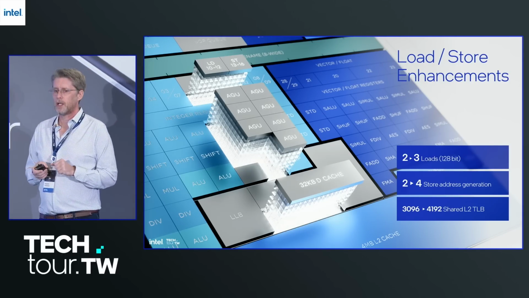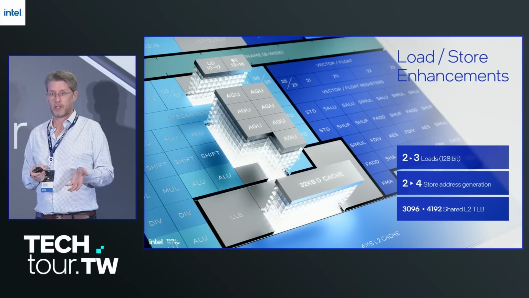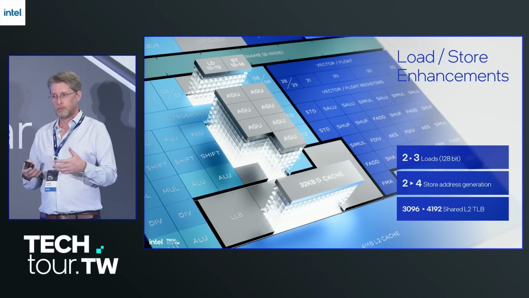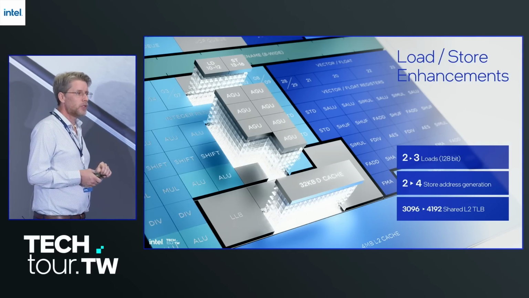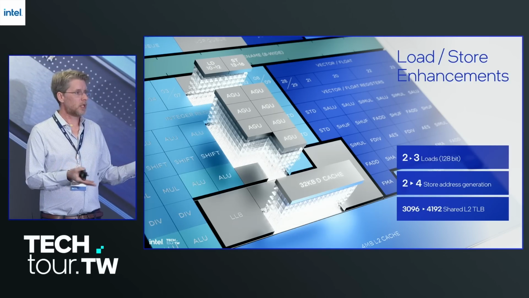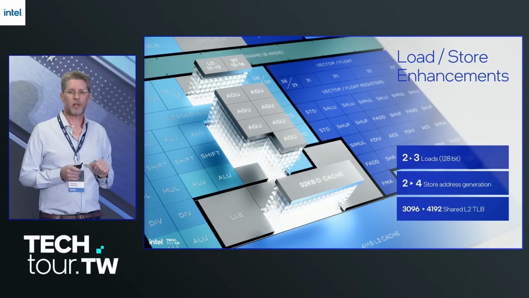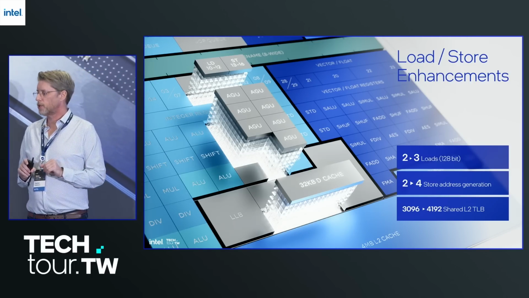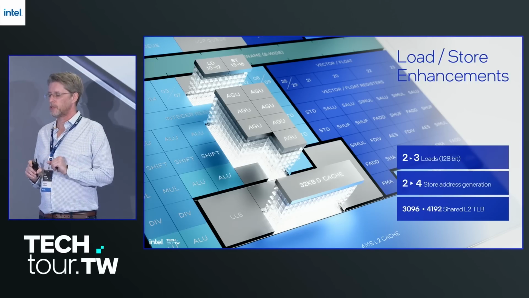And on the store side, we doubled our store agens. So now we have 4 store agens per clock. Our peak store throughput is 2 per clock, but for address generation, it's 4. We do this so that we can resolve store addresses. This speeds up loads. This gets rid of cases where we fail to predict that the store and load aren't connected. It's just general performance goodness. So that leads to faster unknown store resolution.